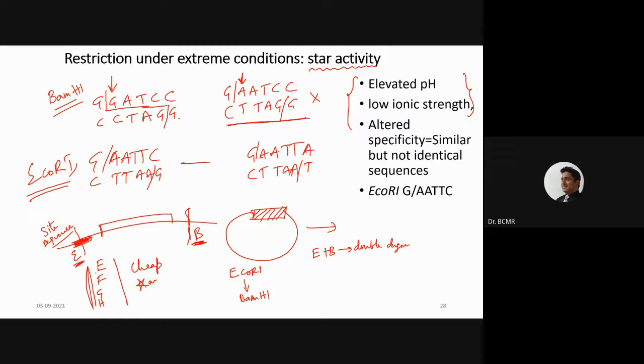But some enzymes may respond to elevated pH and show star activity in one or more of these conditions. So this explains that in extreme conditions, like when the pH is higher and the ionic strength is low, the enzyme could cut sequences which are a little bit altered, as in the example you gave. That is due to those two constraints.